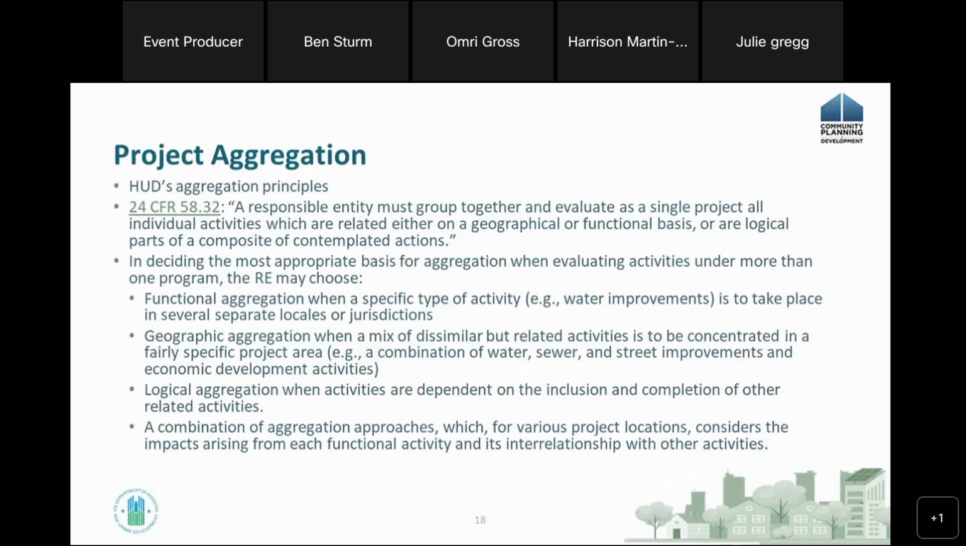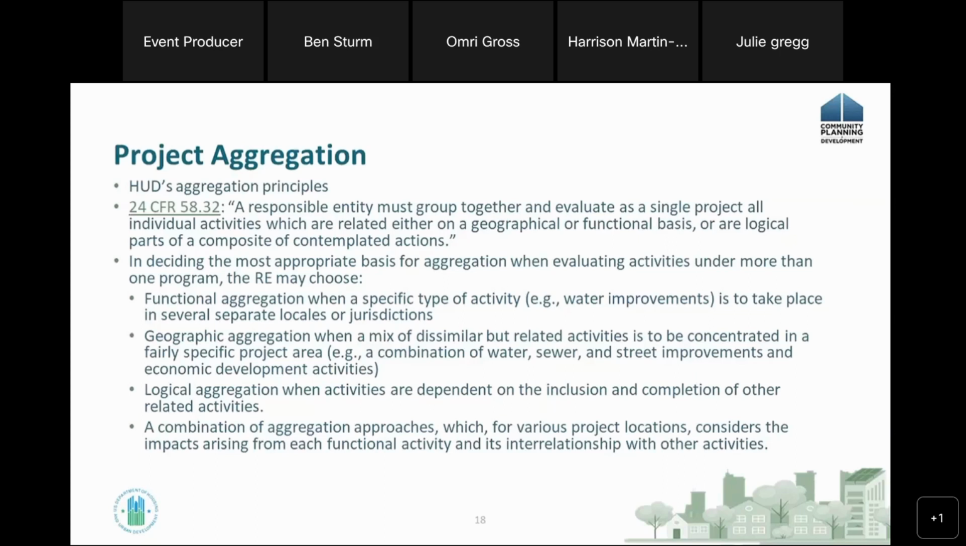Under 24 CFR 58.32, a responsible entity must group together and evaluate as a single project all individual activities which are related either on a geographical or functional basis or are logical parts of a composite of contemplated actions. So what do these terms mean? Geographical, functional, logical. A functional relationship is when a specific type of activity, so for instance, let's just take home repair, is to take place in several separate locations or jurisdictions.